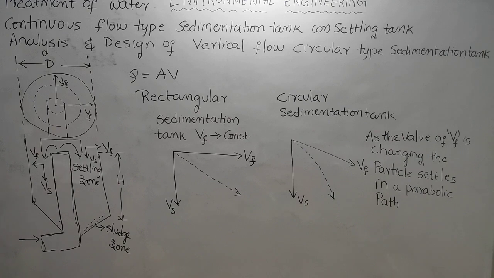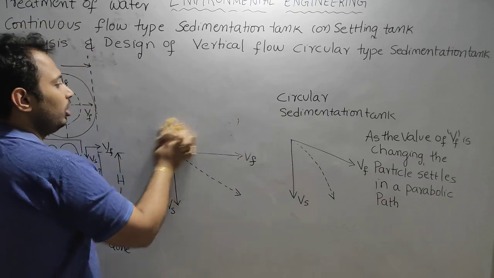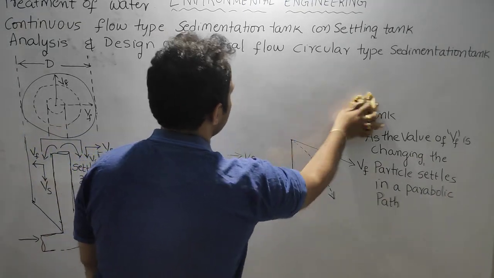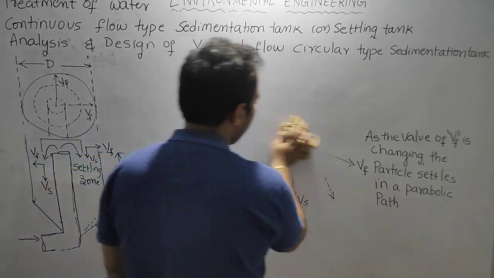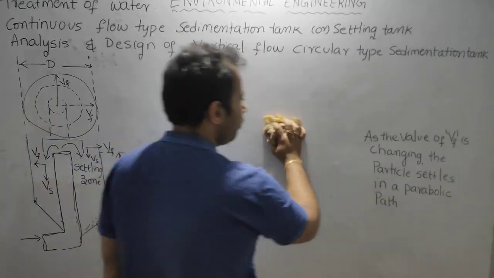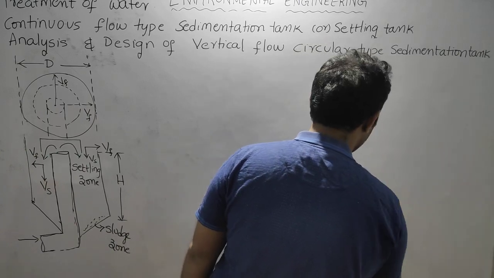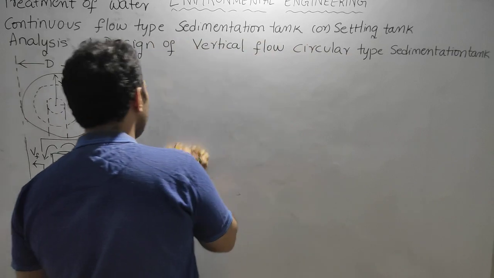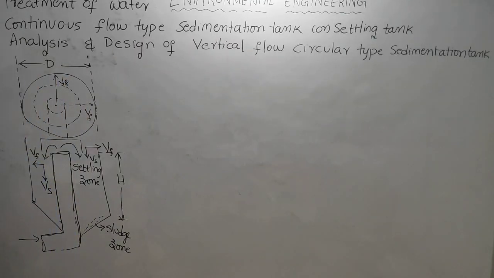Okay, now if you see the design part of the circular sedimentation tank, this is analysis, rest of the analysis are same, only the thing is the settlement of the particle changes. So Vf, what is Vs, everything is same for a circular sedimentation tank as well as rectangular sedimentation tank. So where it is varying, that we need to discuss. Okay. Now, design of a circular sedimentation tank.